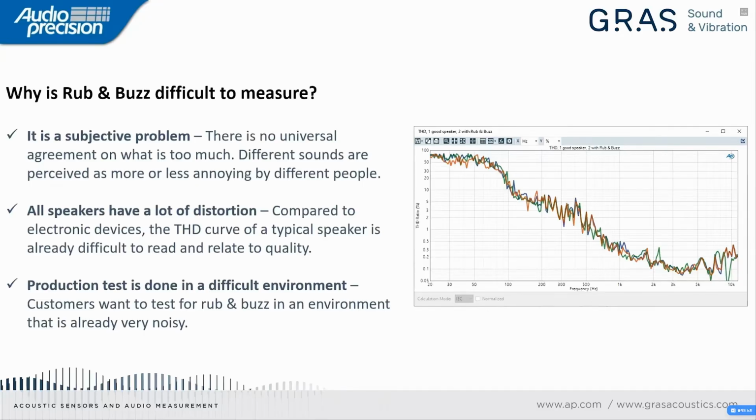Unfortunately, human hearing is very good at detecting these small signals. They tend to be at high frequency, so background noise doesn't mask them, and they tend to have a very high order harmonic structure, so frequency masking doesn't conceal them either. There are various techniques that attempt to unmask these artifacts and make it possible to reliably test for rub and buzz on a production line.